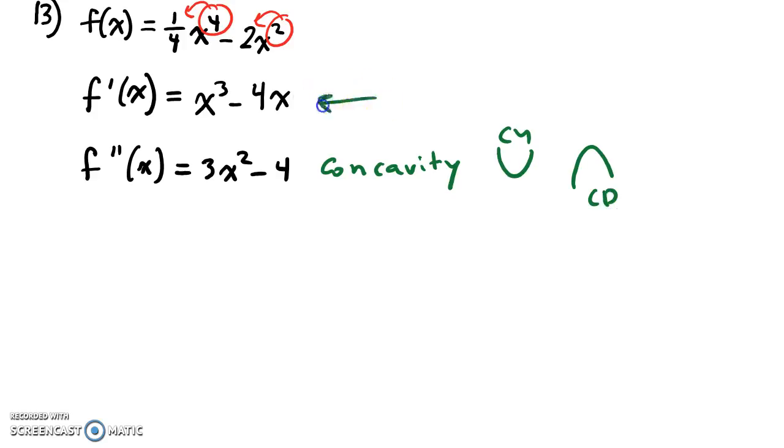And this first derivative tells you the slope of a graph. If the slope is positive, the function is increasing. If the slope is negative, the function is decreasing.